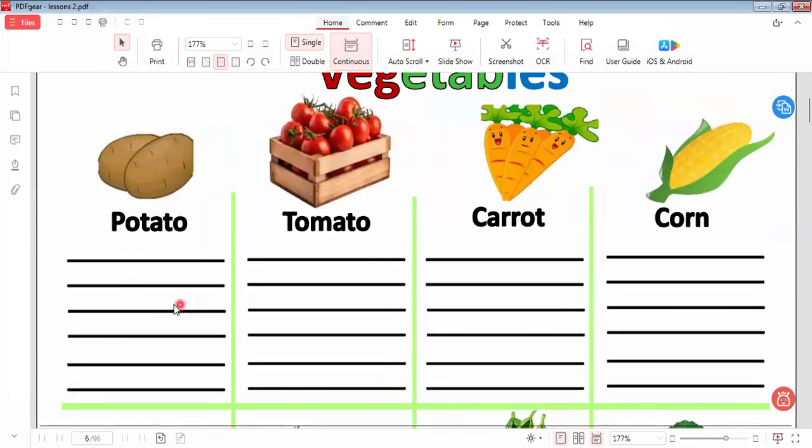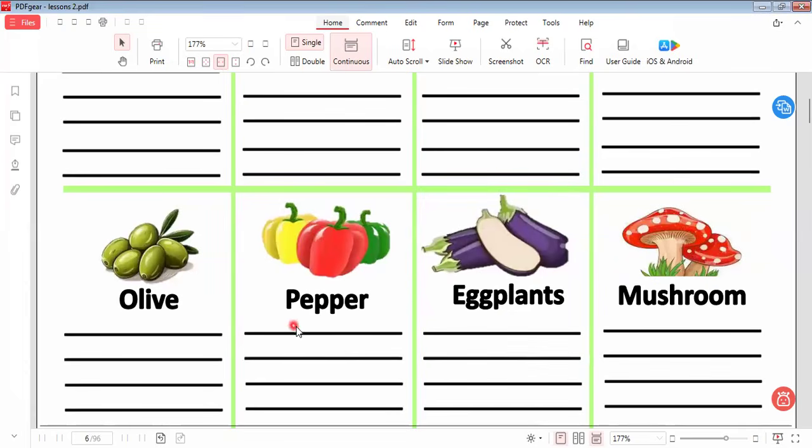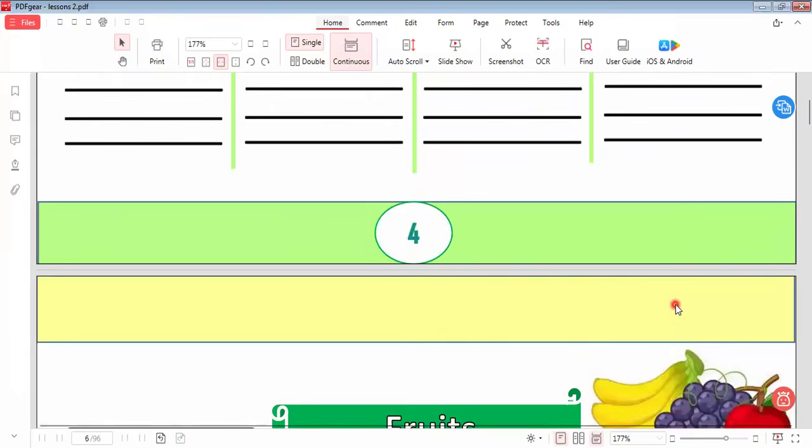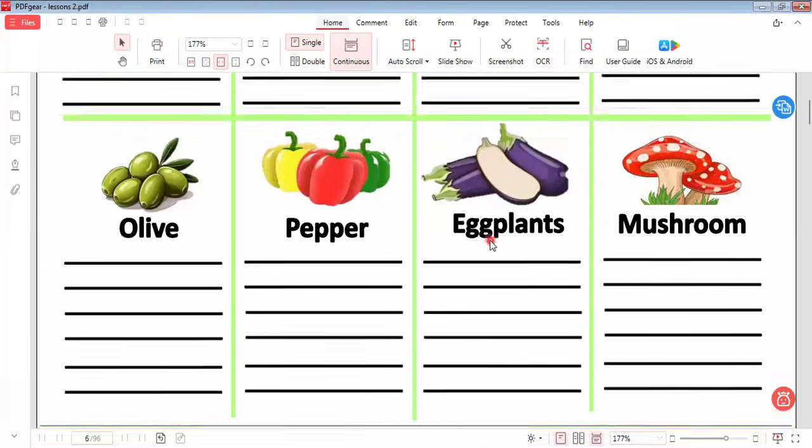I would like to repeat again. Potato, tomato, carrot, corn, cucumber, onion, beans, broccoli, olive, pepper, eggplant, and mushroom. Okay. So here we learned vegetables. Next class, I will give you the names of the fruits.